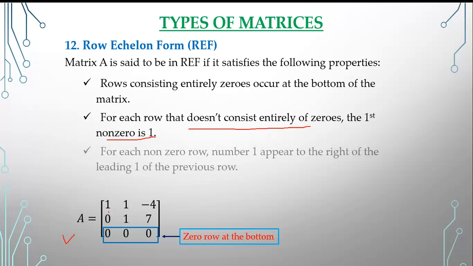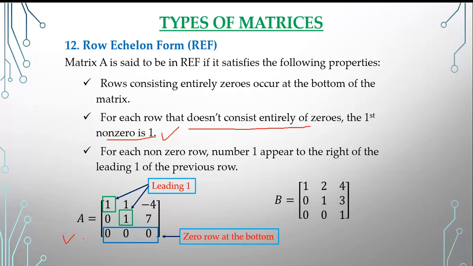Second, for each row that doesn't consist entirely of zeros, the first non-zero number is 1. First non-zero, this one, is 1. And for each non-zero row, the leading 1 appears to the right of the leading 1 of the previous row. Here the first non-zero in the first row is 1, and if the first entry is 0, suppose, then the leading 1 appears to the right of this. So this type of matrix is the echelon form matrix.